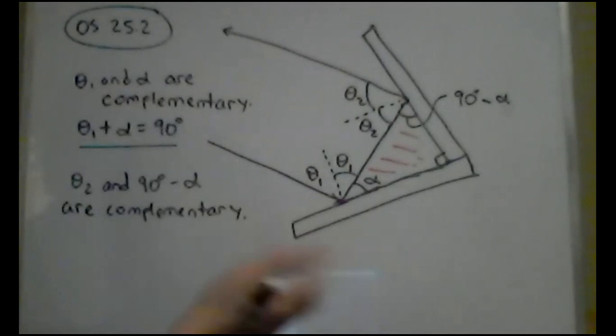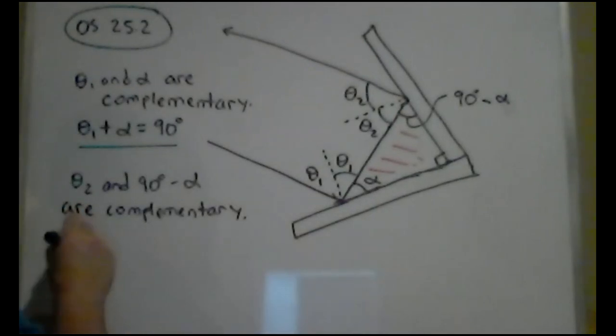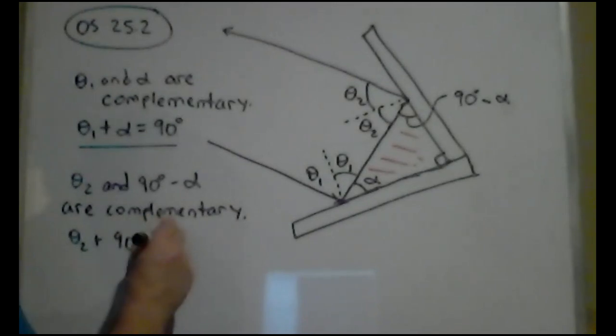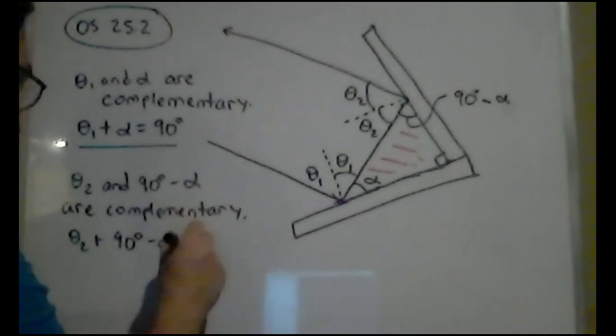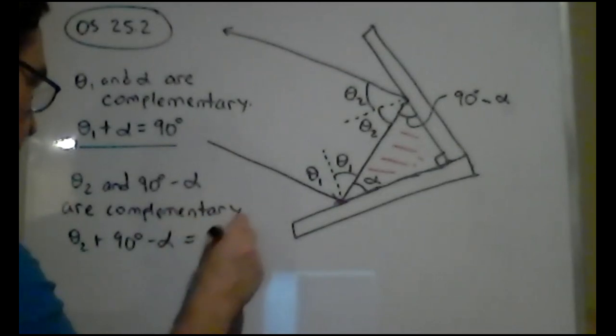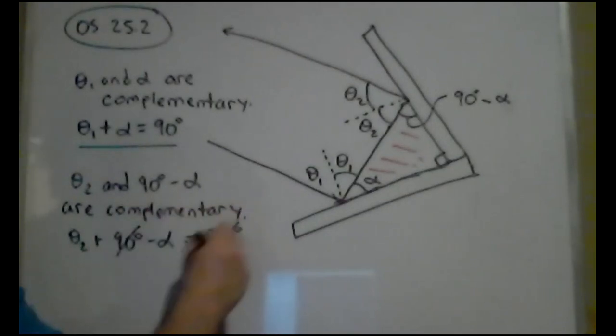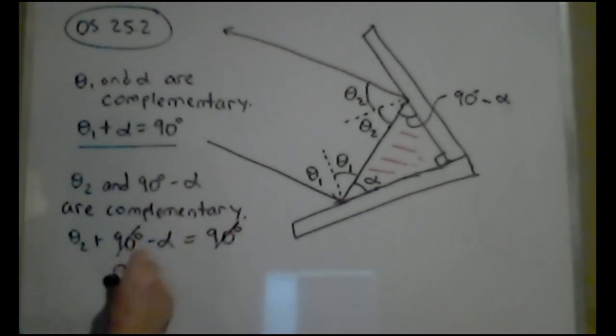That means that they add up to 90 degrees. That means that theta 2 plus 90 degrees minus alpha is equal to 90 degrees. They add up to 90 degrees. So 90 degrees cancels out on both sides. That means that alpha, quite simply, is equal to theta 2.